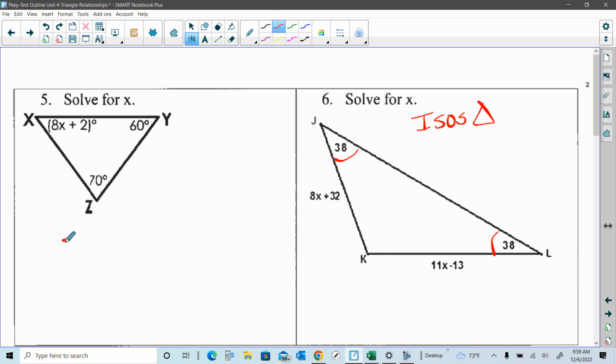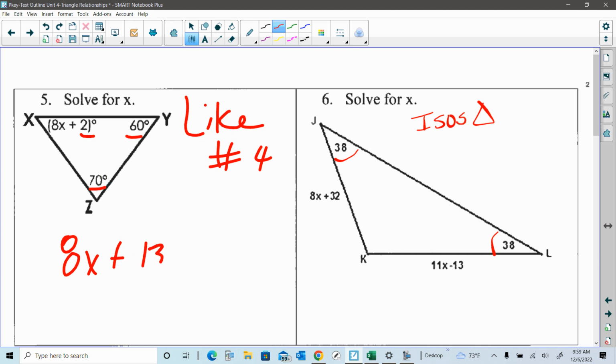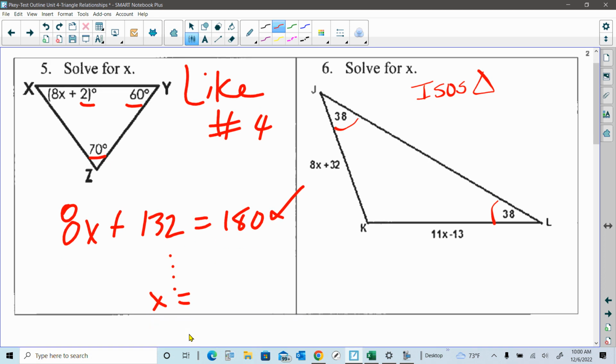Okay, so this is like number 4. So if you take the 8x, add up the 2, the 60, and the 70, that's going to give you 8x plus 132 equals 180. And then you're solving for x. So you will get points for setting it up and showing the equation, and then points for showing your work and getting your x here. Does anyone get x here? 6. Yeah, it's 6.